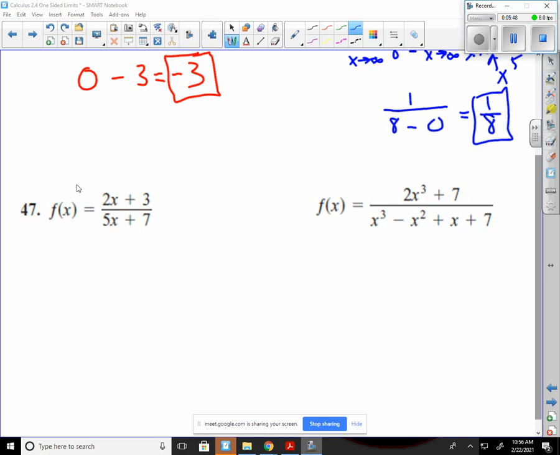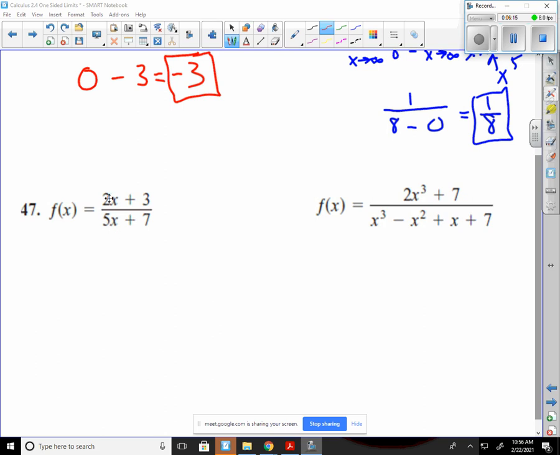Now we scroll down to here. So this is where I have the rational functions start to come in, and it's the limit as x approaches infinity of 2x plus 3 over 5x plus 7. As I look at what this approaches, the first thing we want to do is divide by the highest power.